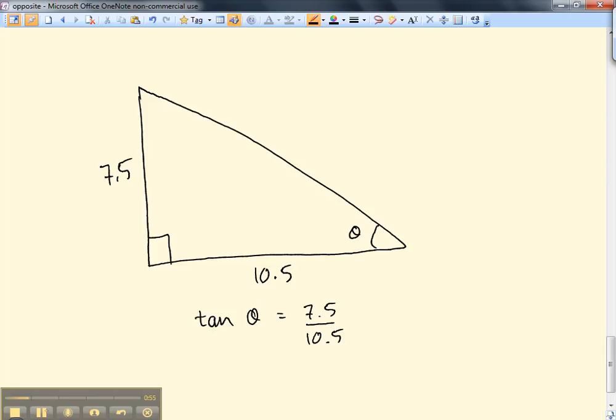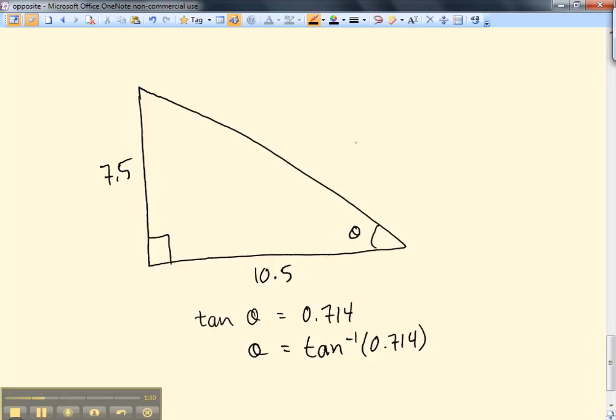In other words, 0.714 if you round it to 3 decimal places. So to find theta, I know tan theta is equal to 0.714, so I want to undo the tangent to get to what theta is. In other words, theta is going to be the inverse of tangent, or the inverse tan of 0.714. So what I suggest you do is go 7.5 divided by 10.5, leave that big long number in your calculator, and then hit the second function button.